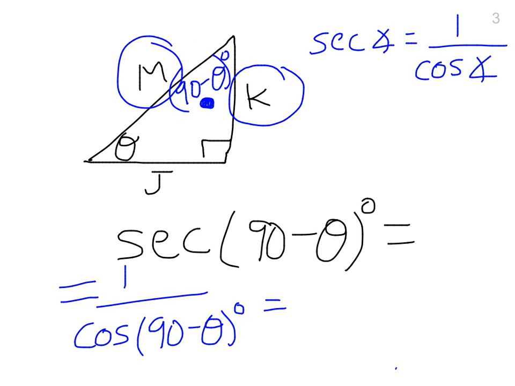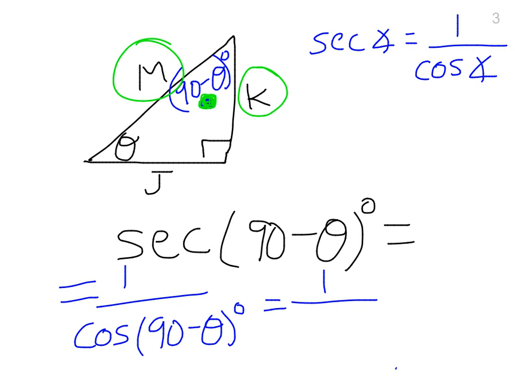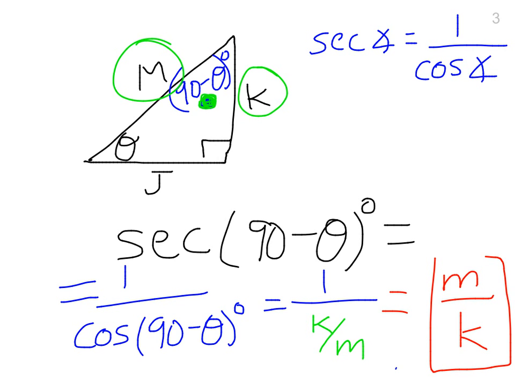My cosine is adjacent over hypotenuse. Let me go back here and make this color look better. Okay, so my angle is right here. And what is my cosine? Adjacent over hypotenuse. We're still going to have the 1 over, because we still had that, but the cosine is adjacent over hypotenuse. What does that leave me with for my answer? Well, 1 over just says flip it: m over k. And there is the secant of 90 minus theta. 90 minus theta is just another angle.